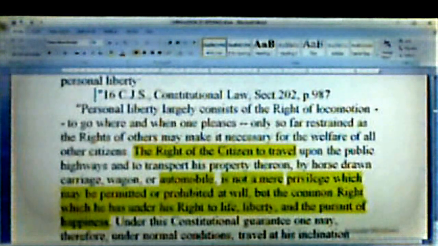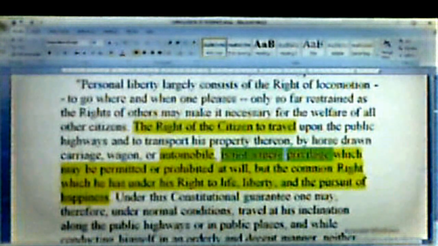Okay. And then we've got some more constitutional law. Again, Section 202, page 987 of 16 CJS, which again says the right of the citizen to travel upon the public highway and to transport his property thereon by a horse-drawn carriage, wagon, or automobile. Again, we have automobile. It's not a mere privilege. It's not a privilege, guys, which may be permitted or prohibited at will, but a common right which he has under his right to life, liberty, and the pursuit of happiness.